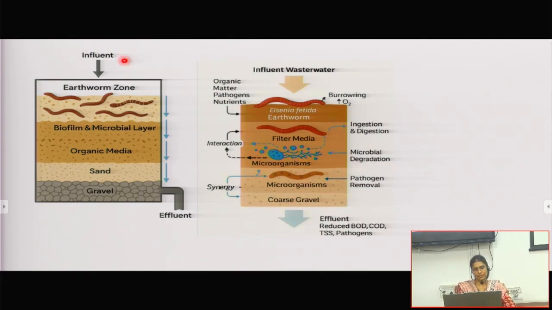The influent would come in a downflow kind of arrangement, and there would be an earthworm zone, pretty much on the top, because they completely rely on aeration, they require a lot of oxygen, and here you'll have a well aerated system. Then you have a biofilm and microbial layer. This is not completely saturated with water, so at times we would stop the flow. It will try to absorb, and there will be more microbial action.